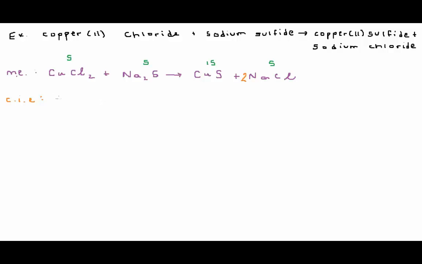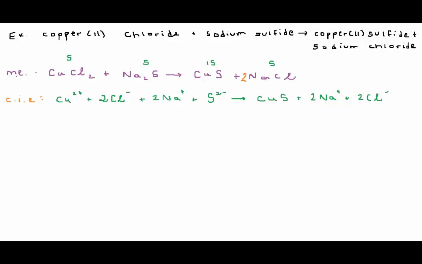So copper chloride is going to break apart into copper, which has a 2+ charge, and chlorine, which has a -1 charge. Keep in mind you have 2 chlorines, and so that's how we show that. Plus, I have 2 sodiums, so 2 Na+, and then I have 1 sulfur with a 2- charge. I'm going to keep copper sulfide together because it's insoluble. I have 2 sodiums, so 2 Na+, and I have 2 chlorines.